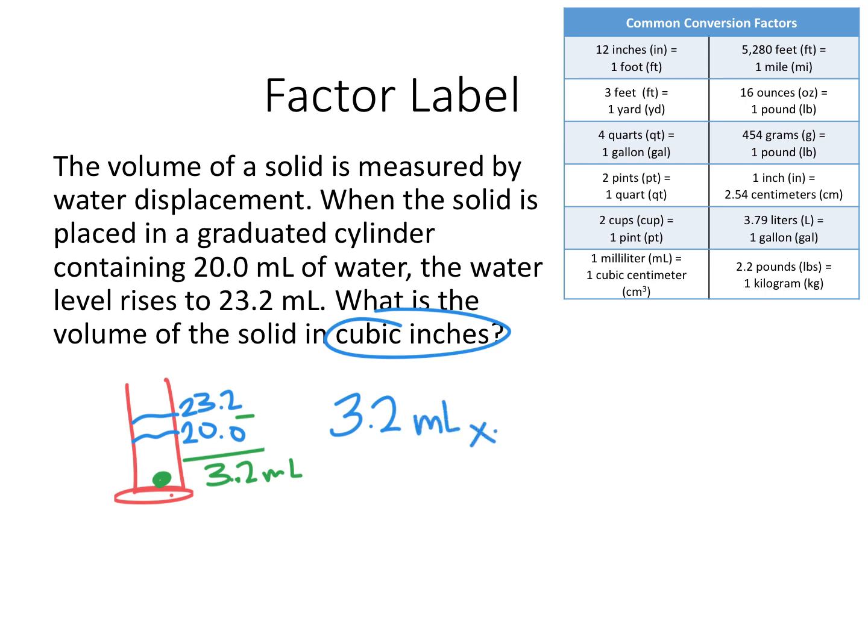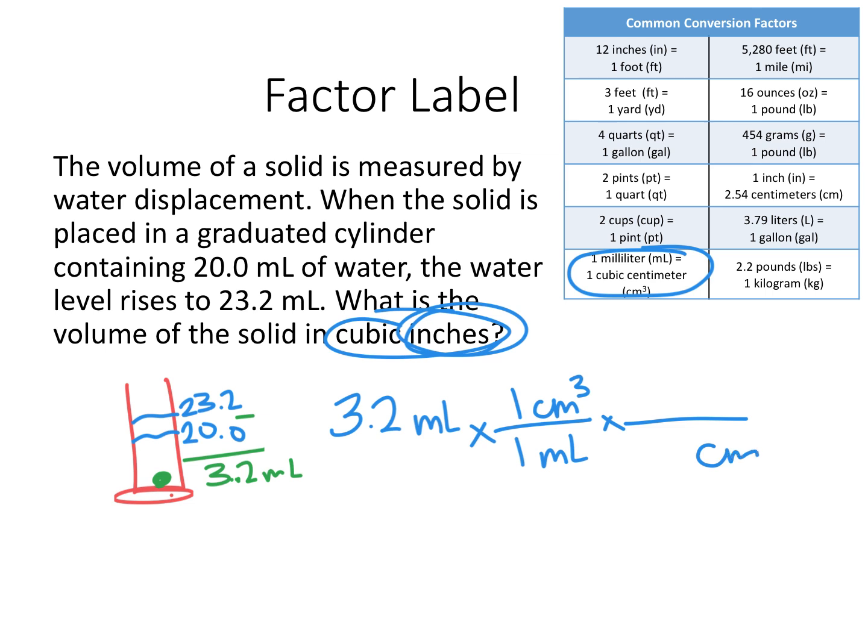3.2 milliliters, and then the conversions at the top say that a milliliter and a cubic centimeter are the exact same thing. 1 milliliter is equal to 1 centimeter cubed. But we don't want cubic centimeters, we want cubic inches, so I have to do another one that says centimeters to inches, and I've got that up here somewhere, right there. 1 inch is 2.54 centimeters. But there's a trick here, because this is asking for cubic inches, and I've just got regular inches. There's no cube up here, and there's no cube down there.